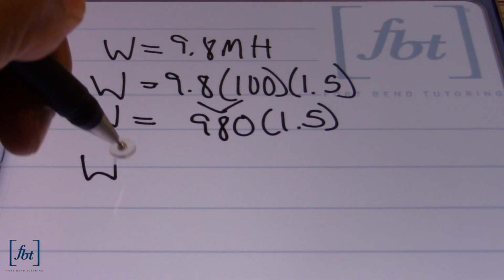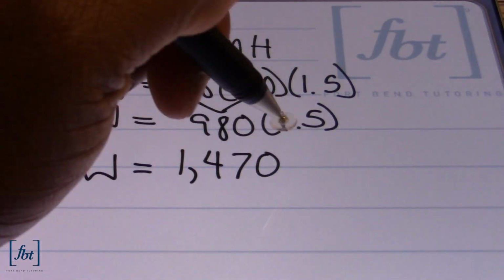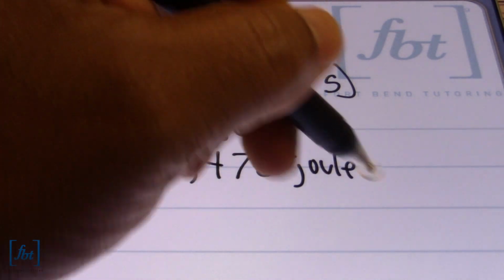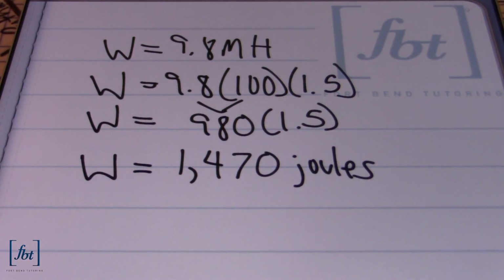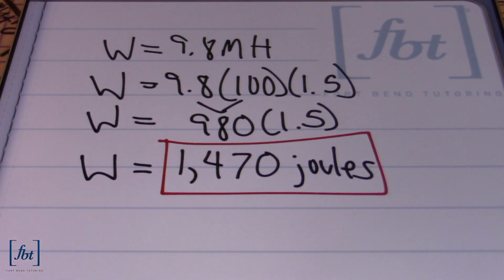What are you going to get? That gives us 1,470 joules. All right, let's go ahead and write that unit of measurement there. There we go. So 1,470 joules, red boxing it. That's right, red boxing it. And that is our answer for part B.